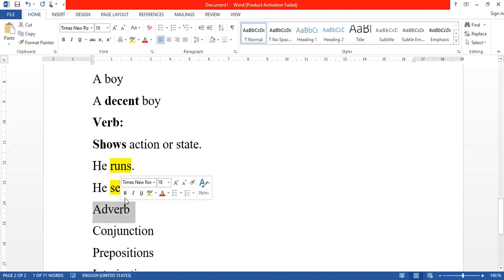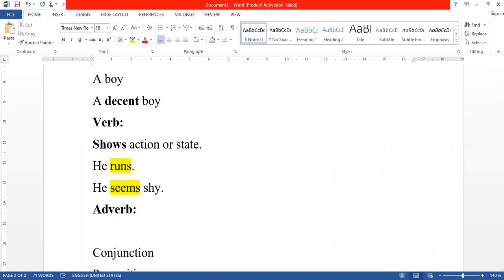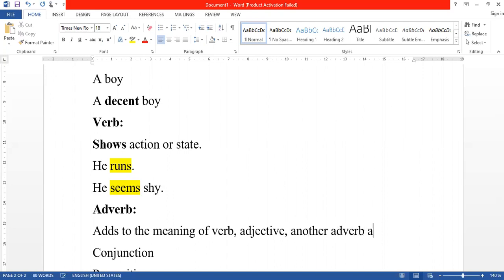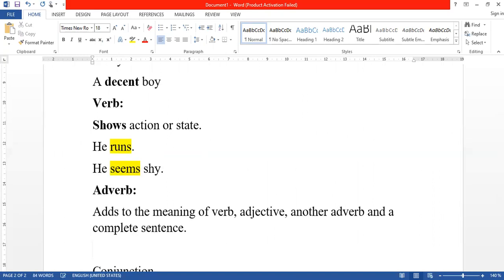Similarly, there is the adverb. What does an adverb do? It adds to the meaning of a verb, an adjective, another adverb, and a complete sentence. Right? So it adds to all these things.